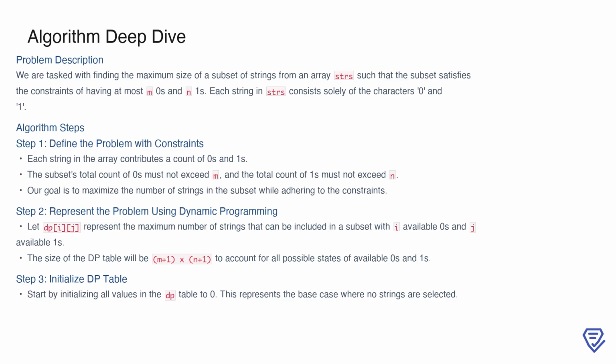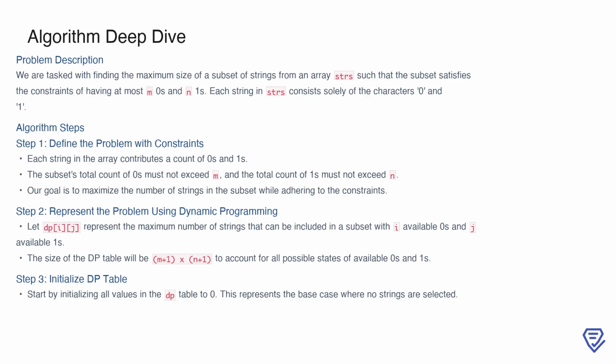The problem we're solving involves selecting a subset of strings from the array strs such that the subset adheres to specific constraints. Each string is composed only of the characters 0 and 1, and we need to ensure that the total number of zeros in the subset does not exceed m, and the total number of ones does not exceed n. The objective is to maximize the size of this subset while respecting these constraints.